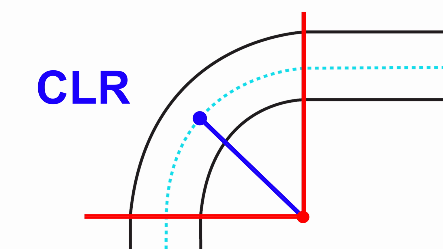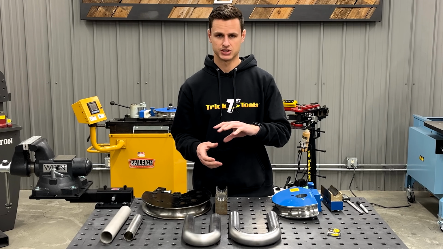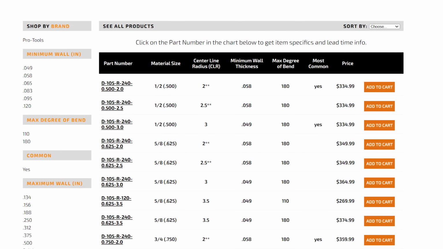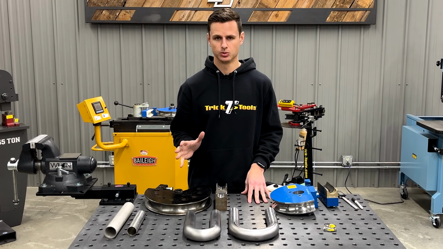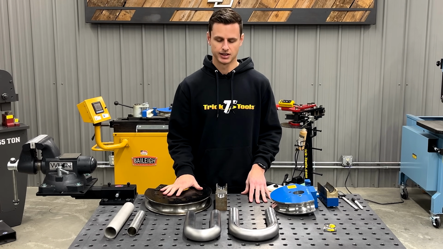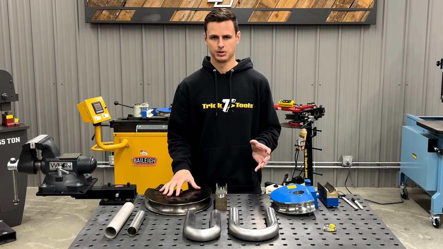Centerline radius is important because if you're working in a roll cage or something like that, there are minimums and maximums that you can have. It's also going to dictate how much room you're taking up with the bend. Another important note with centerline radius is that most dies are going to have a minimum wall thickness. Sometimes this is contradictory to what people think, because you're going to think the thinner the tube, the easier it is going to be to bend.